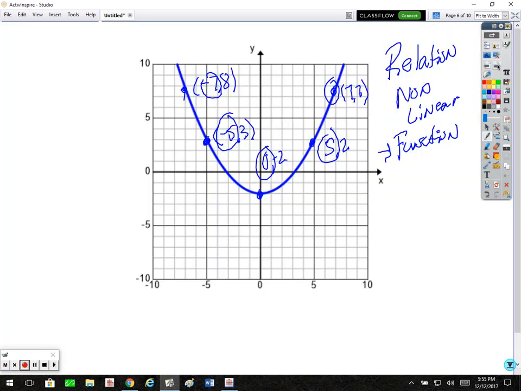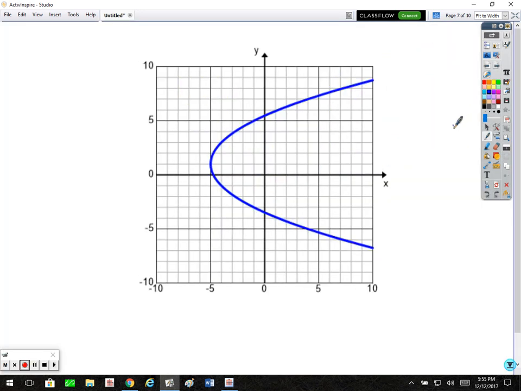All right, let's go to the next one. Let's see what we got. All right, let's try this one. All right, so if I look at this one, it's a relation. It's not a straight line, so it's a non-linear relation. Now let's see if it is a function or not a function.